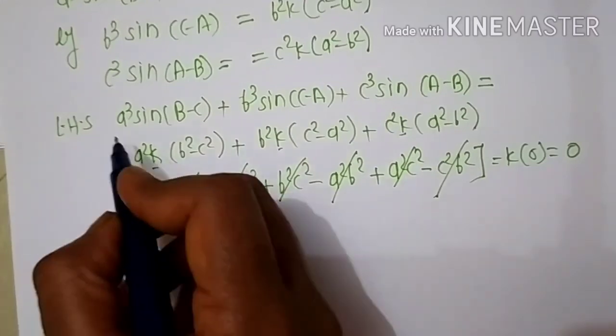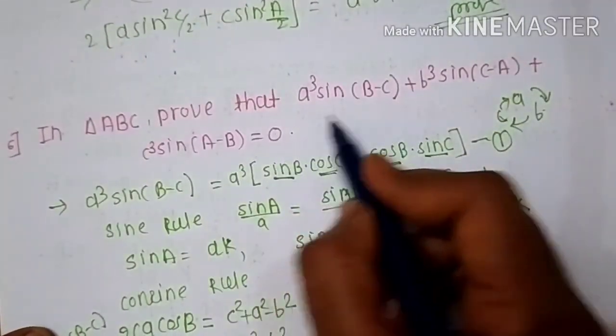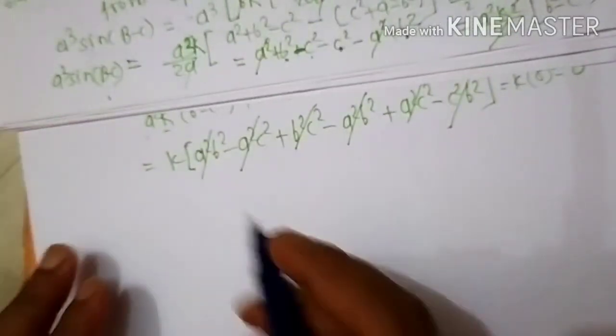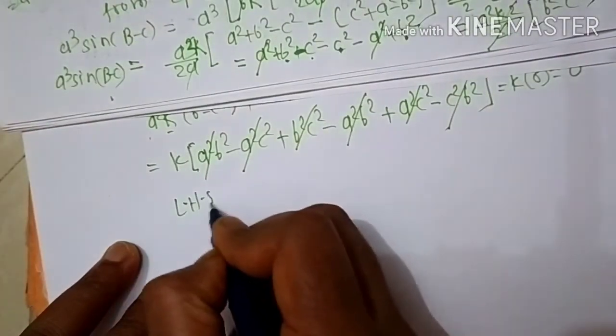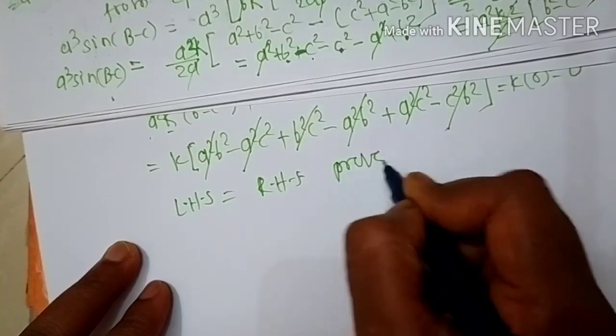And what we have to prove is that this term is equal to 0, meaning our left hand side and right hand side are equal to 0, so the left hand side is equal to the right hand side. Therefore this left hand side is equal to the right hand side, and hence proved. Okay, the result is proved.